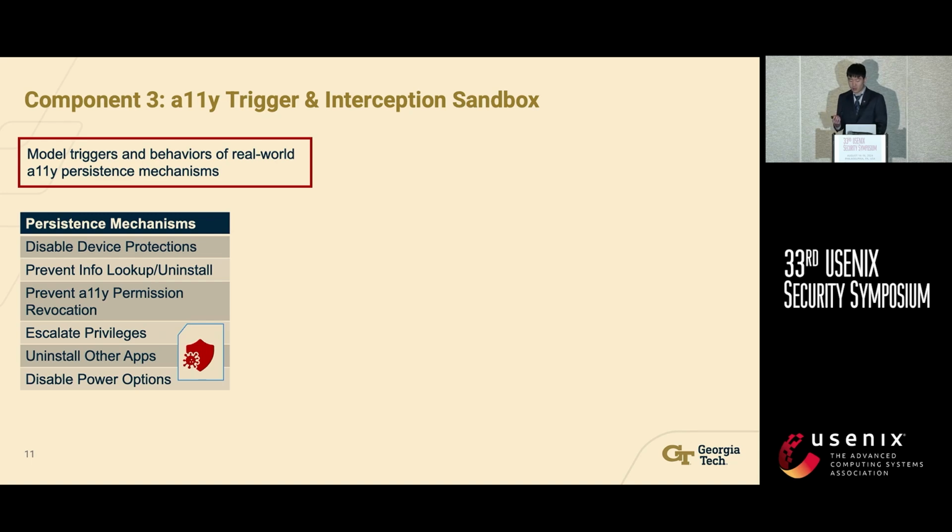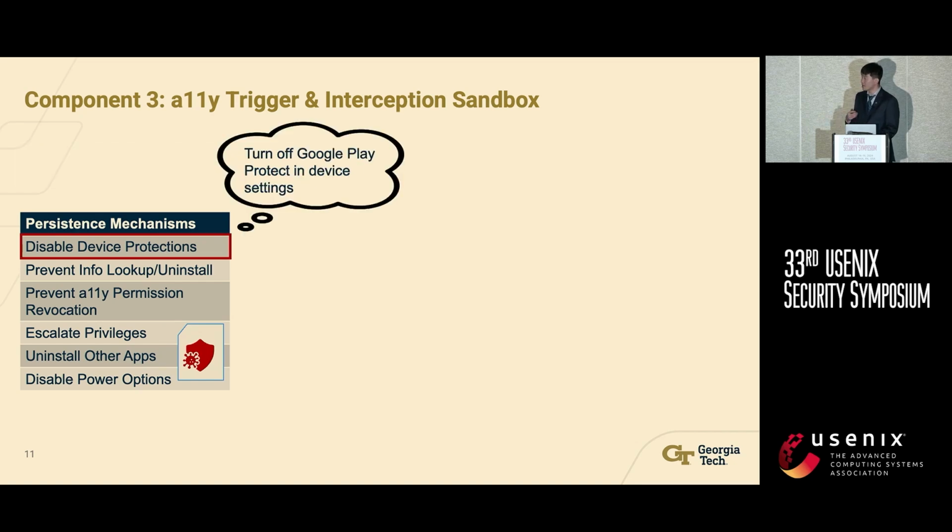And the final component of Diva is its ally trigger and interception sandbox. So Diva first models the triggers and behaviors of real-world ally persistence mechanisms. For example, we say the malware can disable the device protections, meaning it can use ally to automatically turn off Google Play Protect in the device settings. And we say the malware prevents information lookup or uninstallation, meaning it can use ally to return home or go back to navigate the user away from the screen whenever it detects the user is on the malware's app information screen.